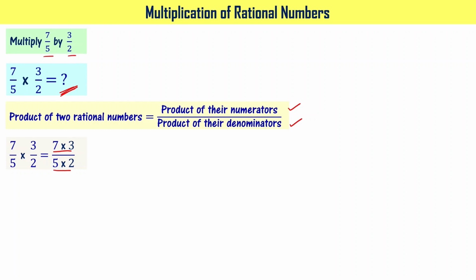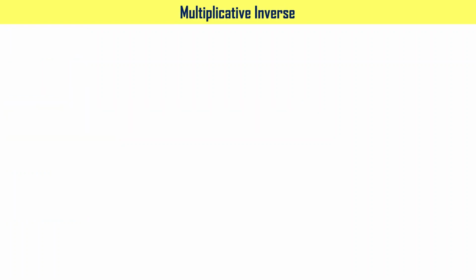7 and 3 are numerators and 5 and 2 are denominators. That's why 7 by 5 times 3 by 2 is 7 times 3 divided by 5 times 2. 7 times 3 is 21 and 5 times 2 is 10. That's why 7 by 5 times 3 by 2 is equal to 21 by 10. Right? Now let's learn about multiplicative inverse. We have learned about additive inverse earlier. We want to learn about multiplicative inverse now.